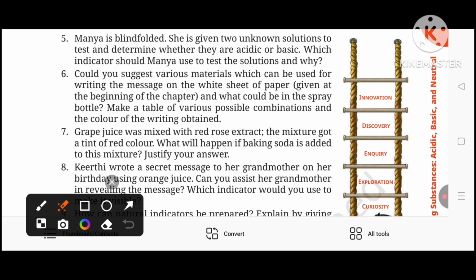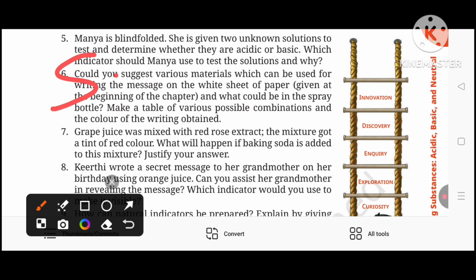Could you suggest various materials which can be used for writing the message on the white sheet of paper given at the beginning of the chapter, and what could be the spray bottles? Make a table of various possible combinations and the color of the writing obtained. It will be of a basic solution such as a soap solution.